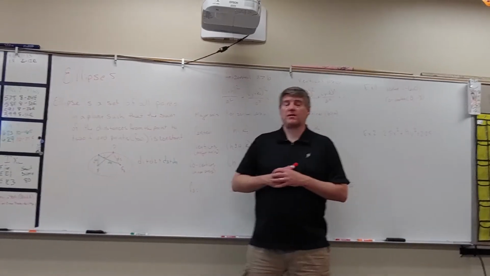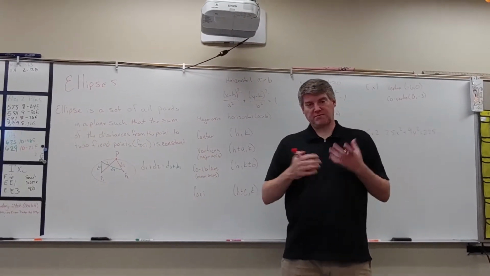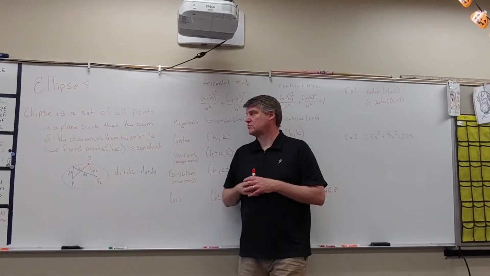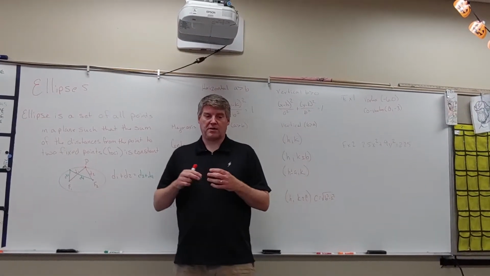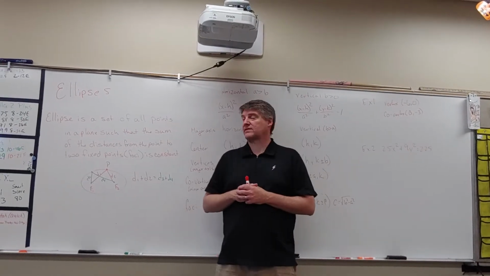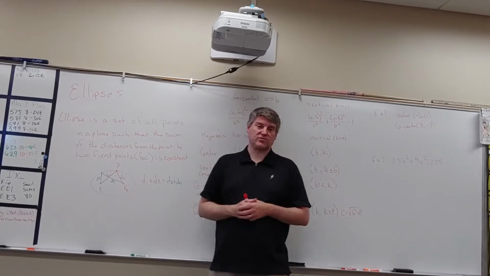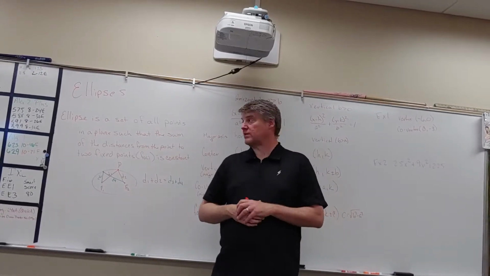All right, so we're going to talk about ellipses. Ellipses are very, very similar to circles. The difference is they're kind of elongated along an axis. We're only going to elongate along the x-axis or the y-axis, horizontally or vertically.